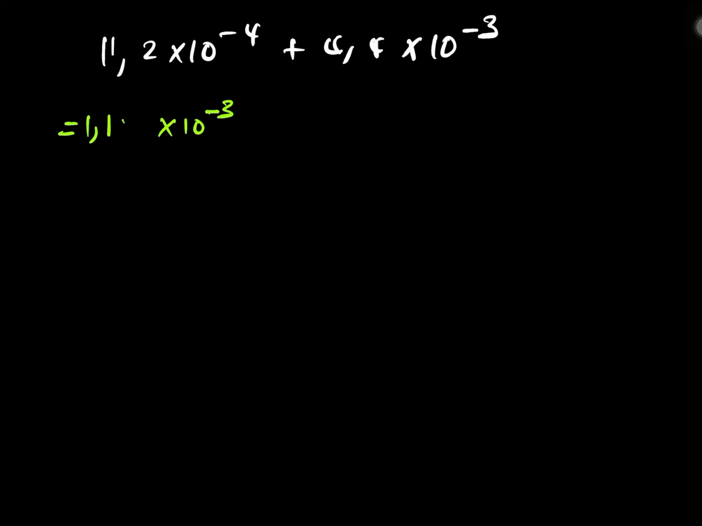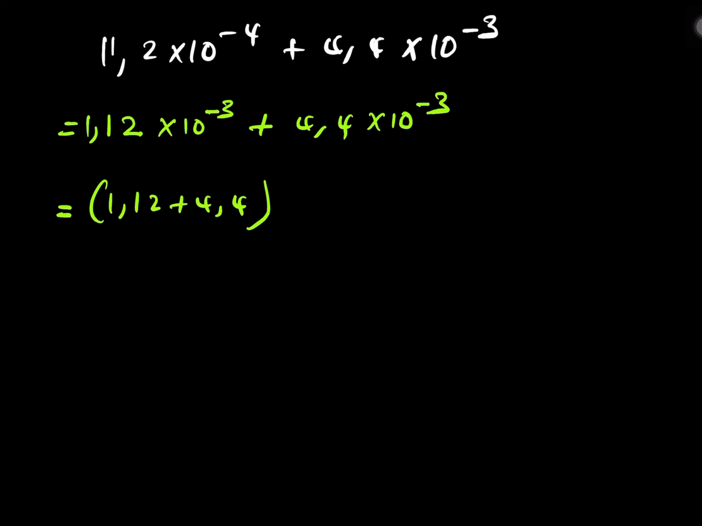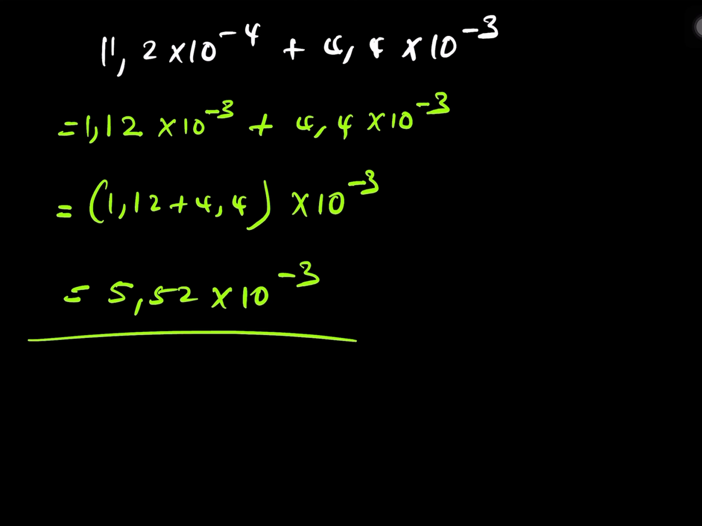So you have 1.12, and then plus 4.4 multiplied by 10 to the power negative 3. And then as a result, you need to add the coefficients now, which is 1.12 plus 4.4 multiplied by 10 to the power negative 3, okay? So let's try and do that. 1.12 plus 4.4, and then we get 5.52, and then multiply this by 10 to the power negative 3. So that is the answer there. Okay, that is the answer.